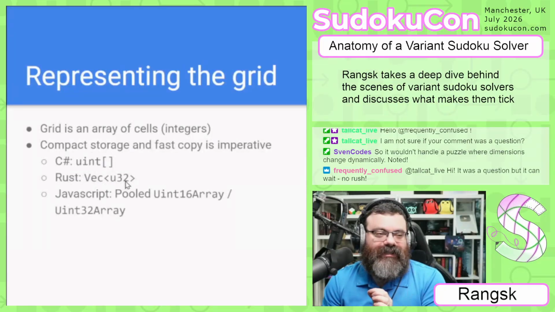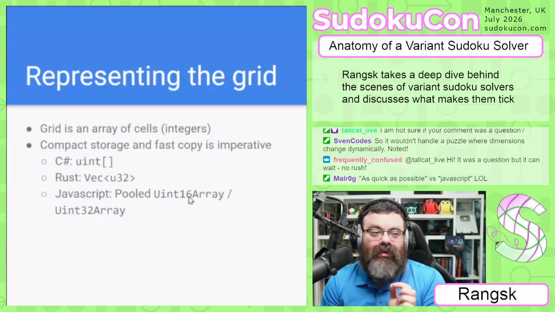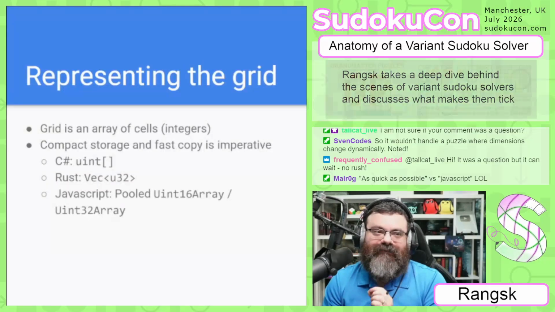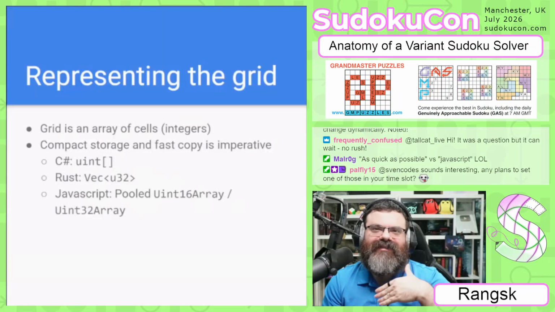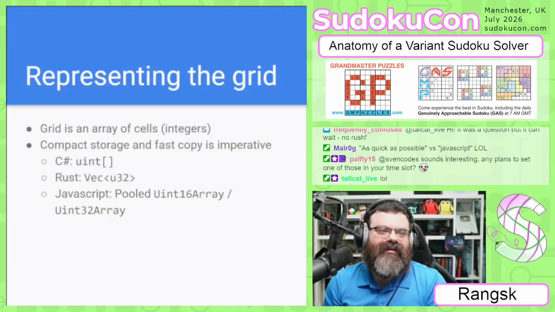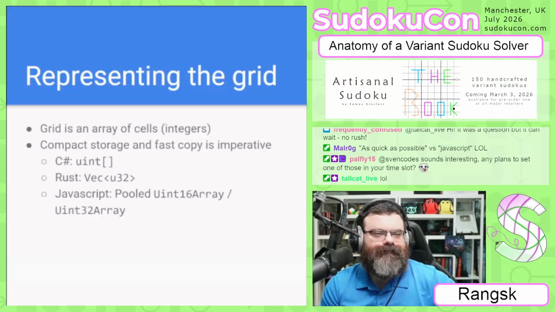In Rust, I use a vector of U32s. And in JavaScript, I use a Uint16Array or Uint32Array, depending on whether it's bigger or smaller than a 15 by 15 grid. And I pool them, because what you'll find in JavaScript is that creating a Uint16Array or Uint32Array is very slow. But once you have one, copying it is extremely fast. So by pooling them instead of deallocating them, you only have to create a few of them. Then during your backtrack solve, you're going to be able to reuse those and clear them out and copy them as you need to. Oftentimes, you don't even need to clear them because you're going to be copying over into it anyway.